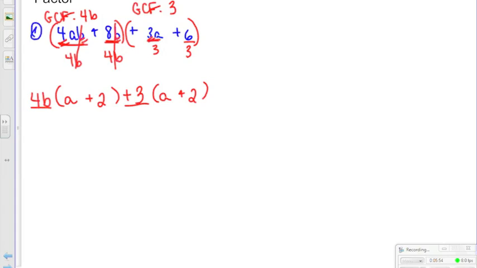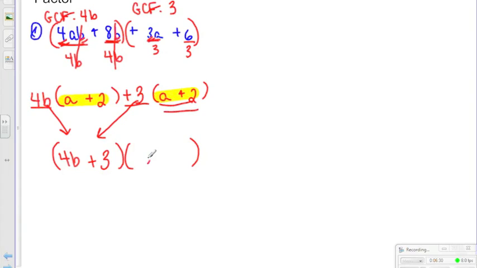Now, step 3 said if we did it correctly, our parentheses should be the same. a plus 2 and a plus 2. Since they are the same, that means I can go ahead and write my answer. So we get 2 parentheses for binomials. Our first GCF goes in our first parenthesis, so 4b. And our second GCF goes in our second parenthesis, so plus 3. Then our second parenthesis, the one that's the same, so a plus 2. And that's our answer.